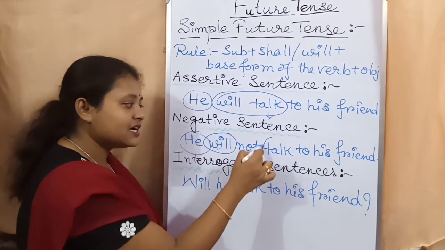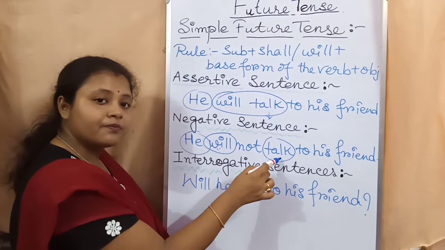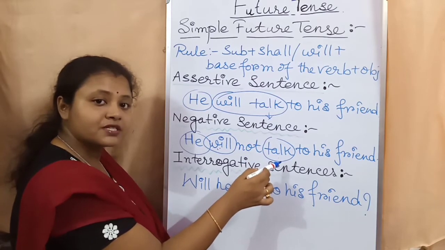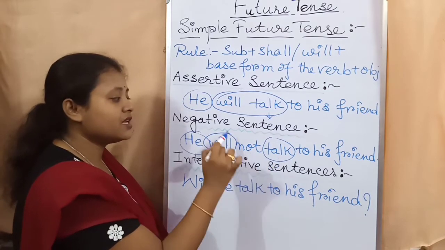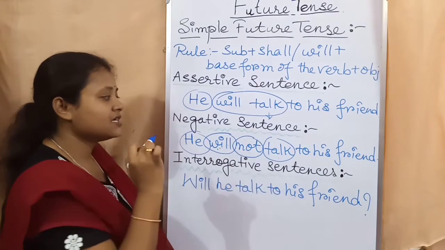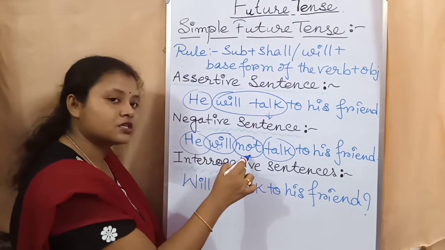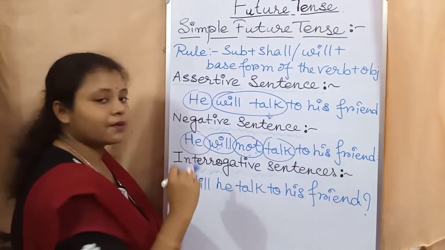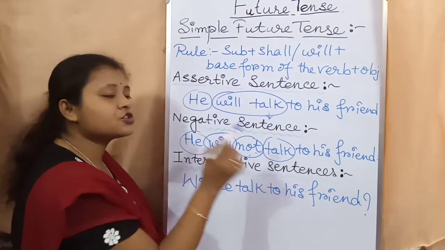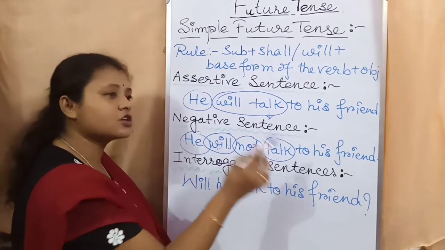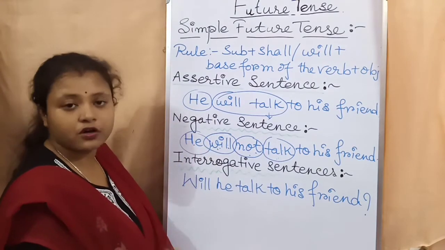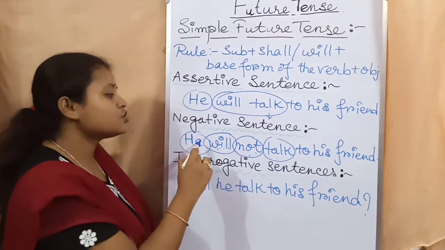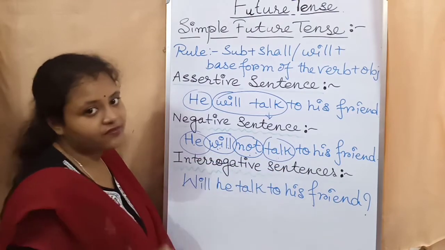After that, here the main verb is written in present tense, talk, and in between that you have to write the negative word, not. He will not talk to his friend, full stop. Remember that you cannot write past tense here. Talked you cannot write. Talks of course you cannot write. So, he will not talk to his friend.